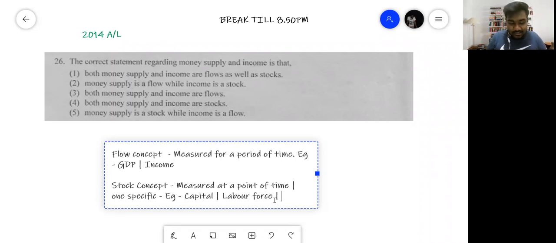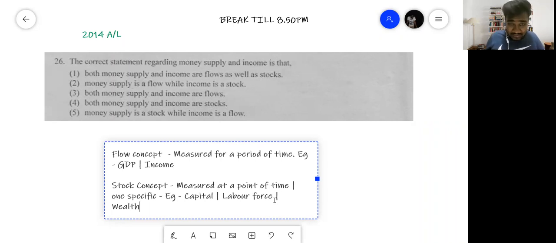Now, wealth could be a stock concept. Wealth means how much money I have in my bank, what property I have, different assets I have. So I can say my wealth as at 7th August is, let's say, 100,000. But I can't say my income as at 7th August, 8:55 p.m. is 100,000. No. Income I can say for a month.